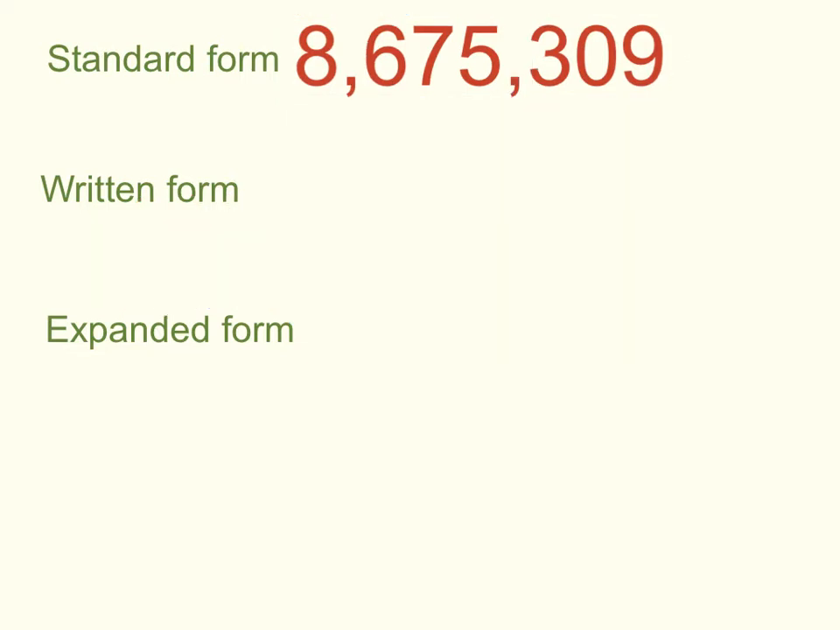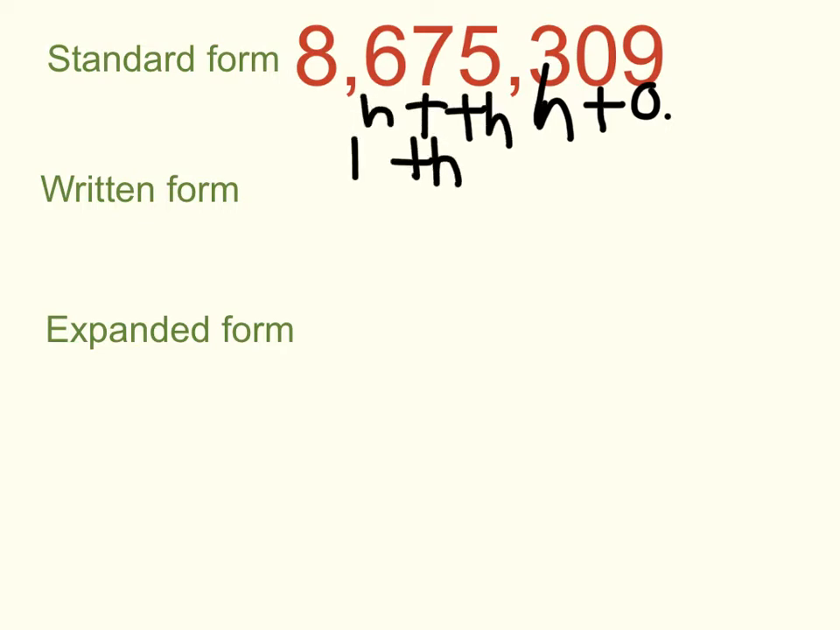If I want to do expanded form, what I like to do is go up and label each place value. So this is my ones, this is my tens, this is my hundreds, this is my thousands, this is my 10,000s, this is my 100,000s, and this is my millions. That's just going to help me with all my different expanded form things.